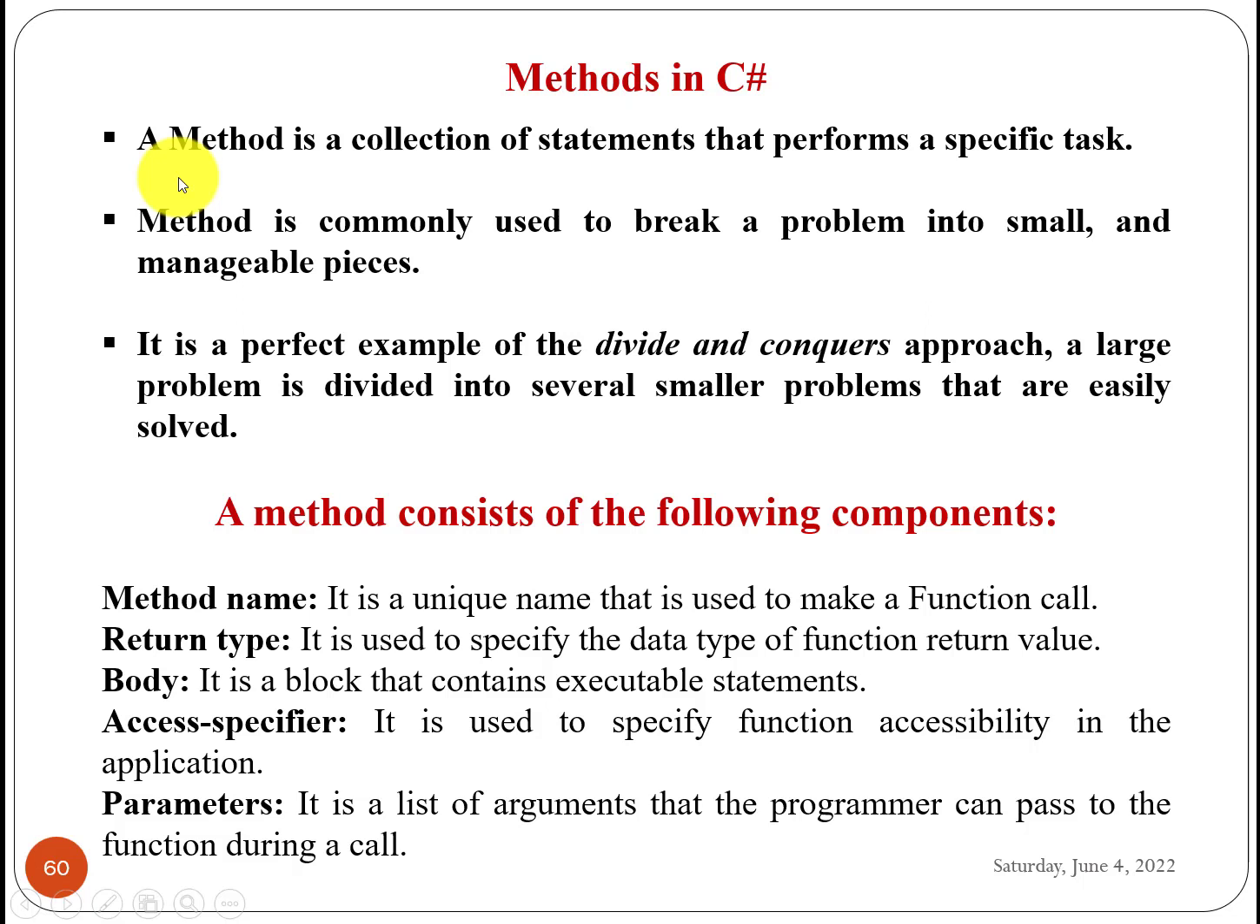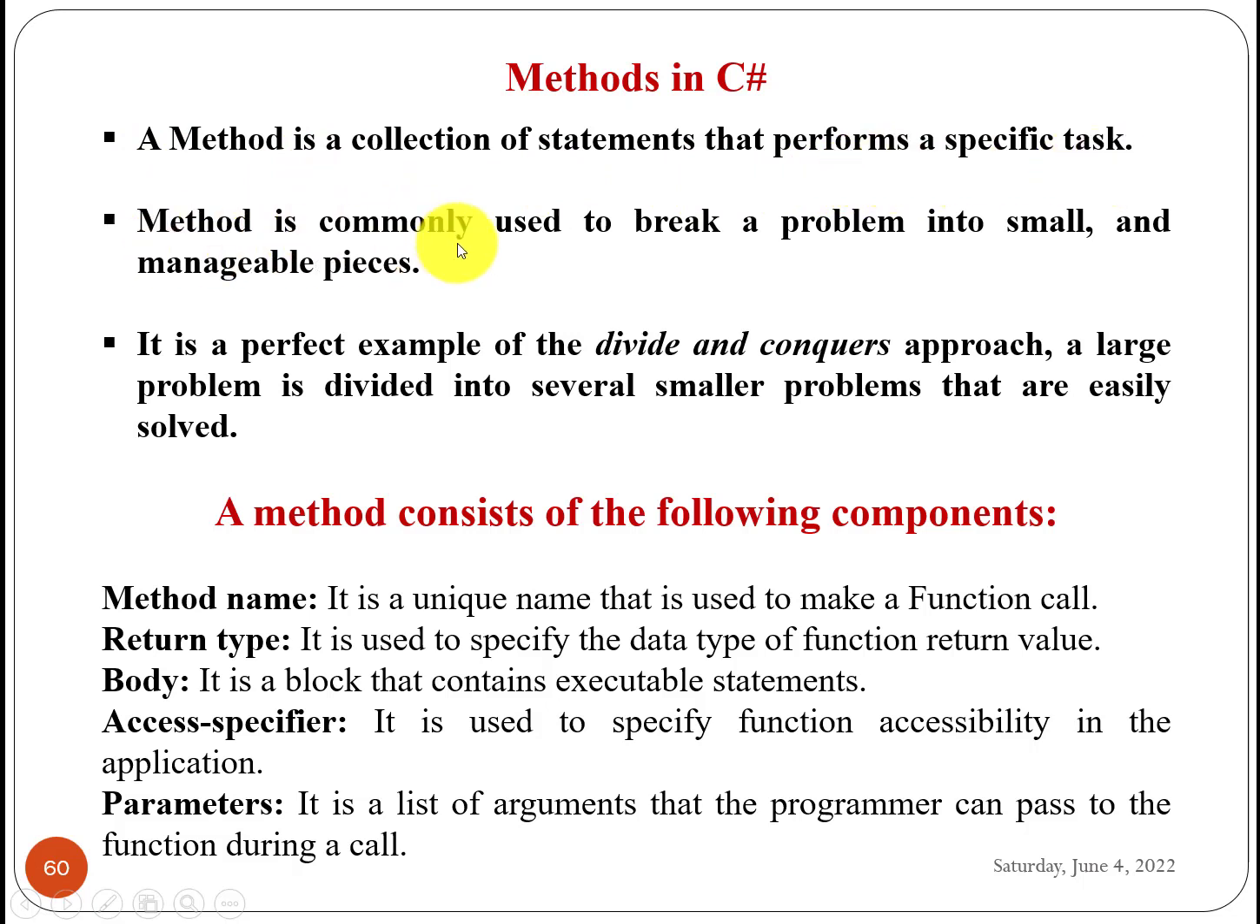Method, what is a method generally? Generally, we can understand a method is simply a collection of statements. These statements are the instructions of the programmer given to the system. As per the instructions, you will get the results. So in simple language, a method is a collection of statements to perform a specific task, a particular task. We can see the definition here: a method is a collection of statements that performs a specific task.